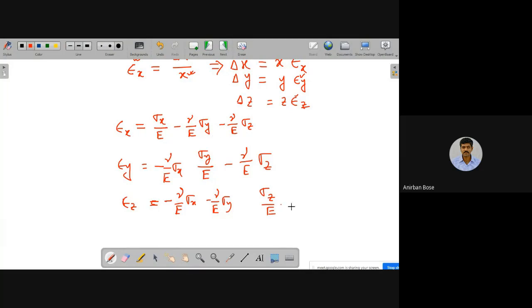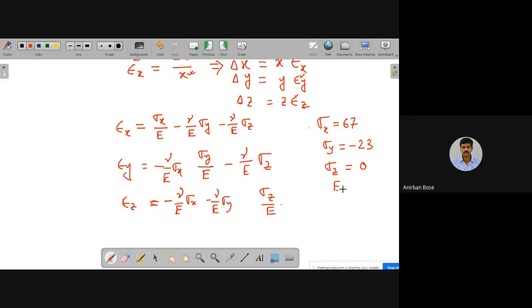This is the generalized Hooke's law. Sigma x is given. What is the value of sigma x given? You just put 67 in megapascal unit. Okay, so sigma x is 67. What is sigma y? Sigma y is given minus 23. And what is sigma z? No information. That means we will consider 0. Okay, so just put the value of sigma x, sigma y, sigma z.